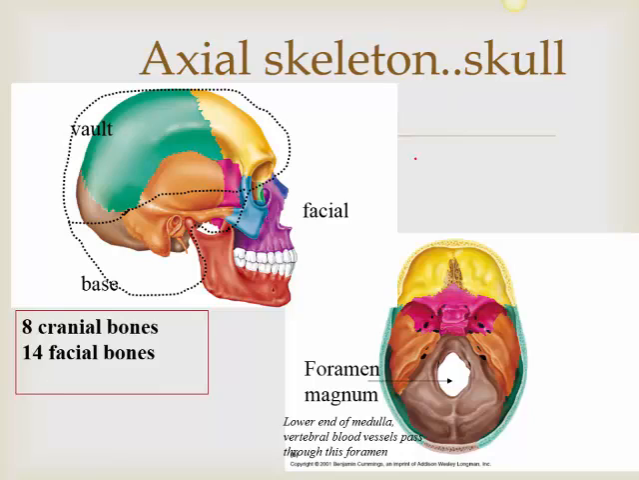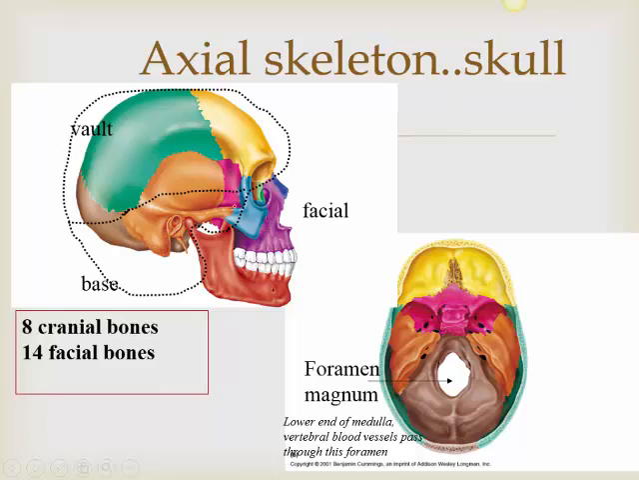Now we are looking at an adult skull. When you look at the adult skull, this part here is called the vault of the skull. This area is the base of the skull. This part here is the facial skeleton. There are 8 cranial bones and about 14 facial bones.